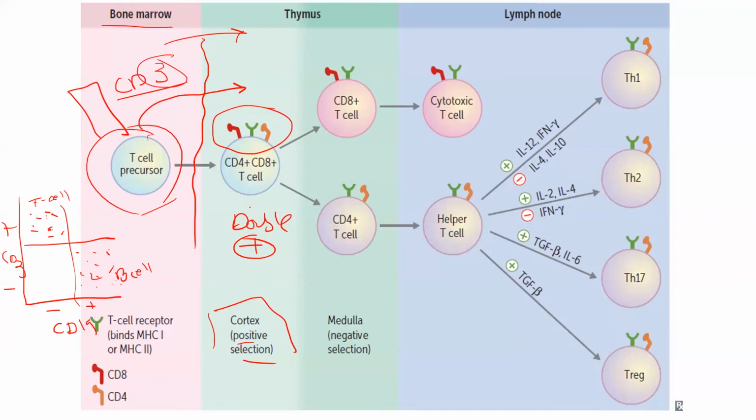So I have a precursor T cell that's no receptors. I come into the outer part of the thymus. Here's my thymus. I come into the outer part, which is the cortex, before I go deeper into the medulla and then head out through the pipes. Okay, so it's unidirectional when I'm coming into the thymus. So I'm in the cortex. In the cortex, I express both receptors, CD8, which is the red one, and CD4, which is the orange one in this chart, respectively. I am double positive.